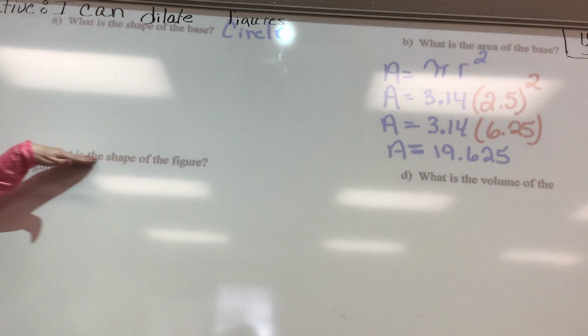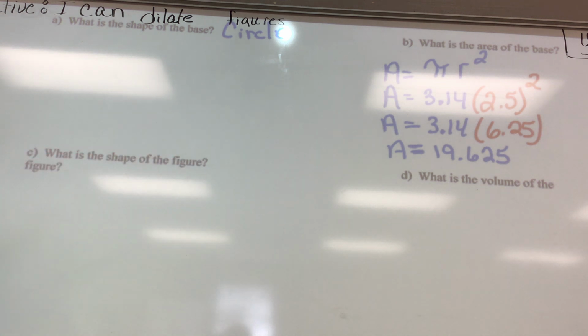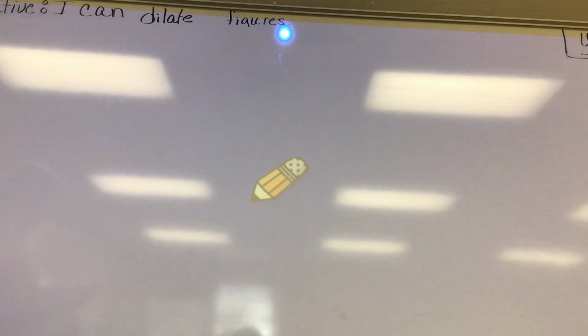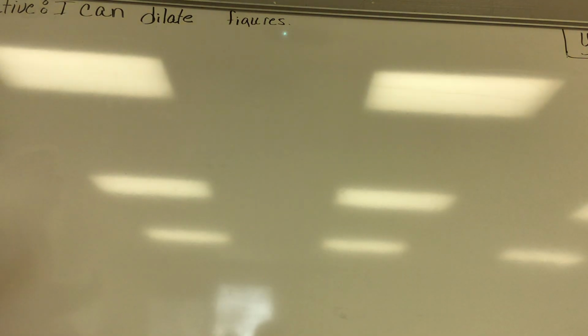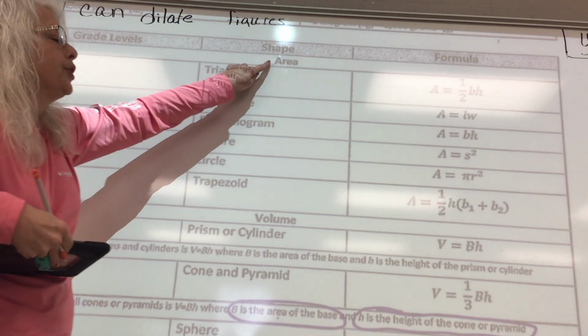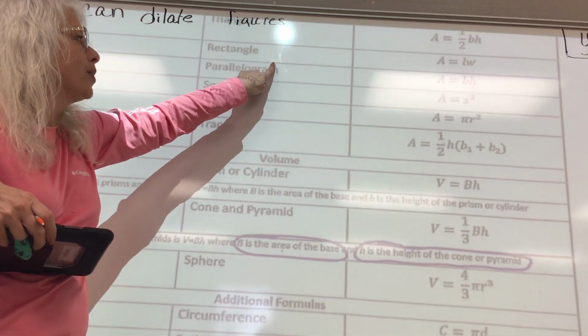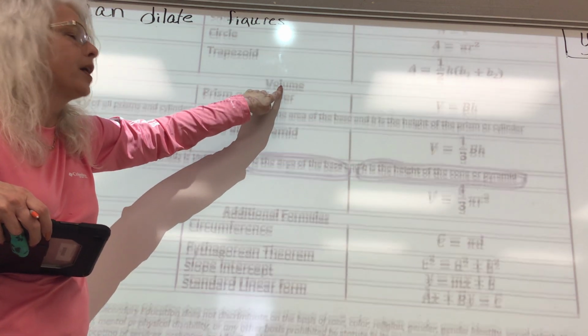Okay, part C, what is the shape of the figure, everybody? Cone. Then on part D, it says what is the volume of the figure, so we're going to go to our handy dandy reference sheet. We're going to continue going down our reference sheet until we get to volume.